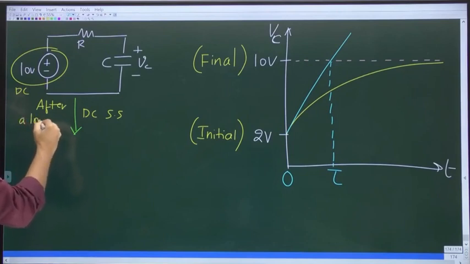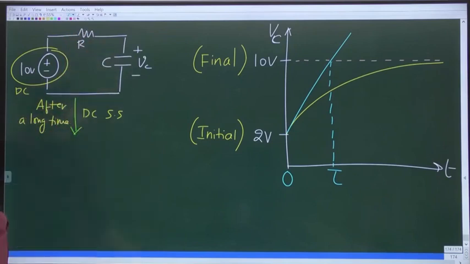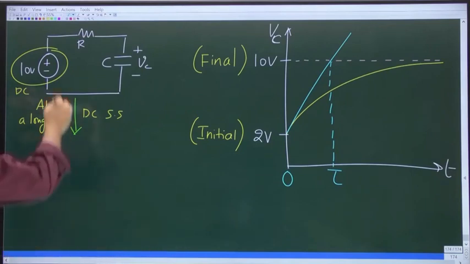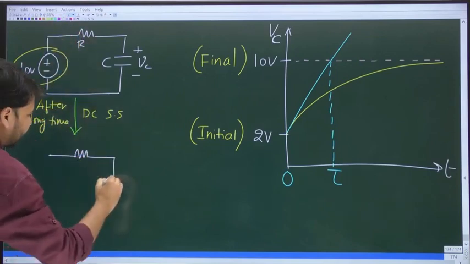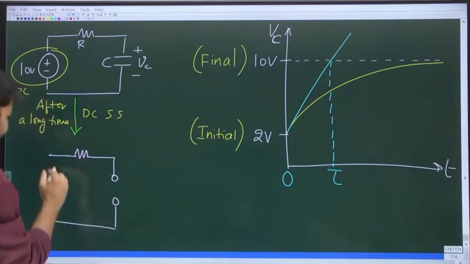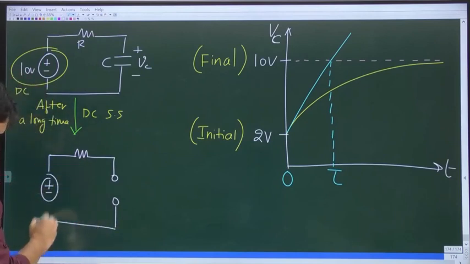After a long time, because this RC circuit is driven by a DC source, it reaches a DC steady state. What is the behavior of the capacitor at DC steady state? At DC steady state, does the capacitor not behave like an open circuit? Yes or no? That's all.